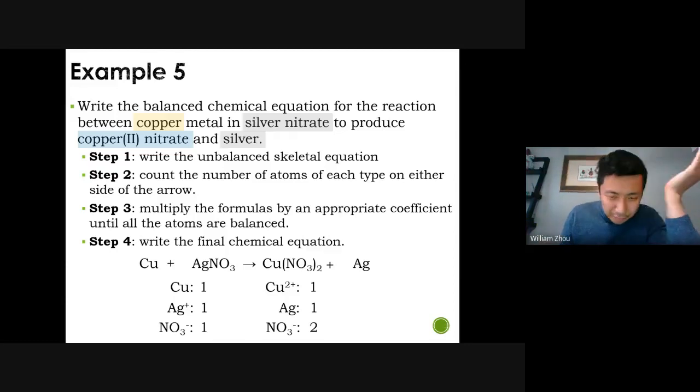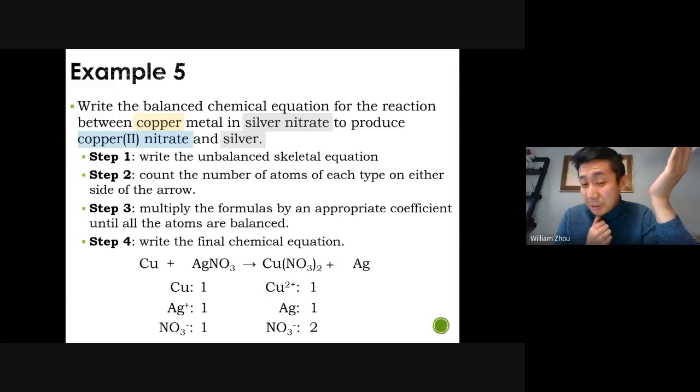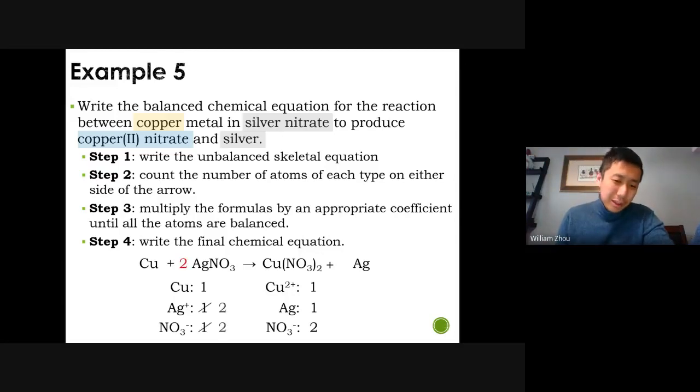How do you fix it? Well, this is kind of a no-brainer because there's only really one thing you can do to balance the nitrates. You got 2 on the right side. You have 1 on the left side. Of course, you double that one so that you get 2 nitrates, right? So now you have 2 nitrates and 2 nitrates. But I doubled the silver because silver and nitrate, they come together. Right? By putting a 2 in front, you have 2 nitrates, no problem, but now you have 2 silvers. Like, oh, what do I do now?